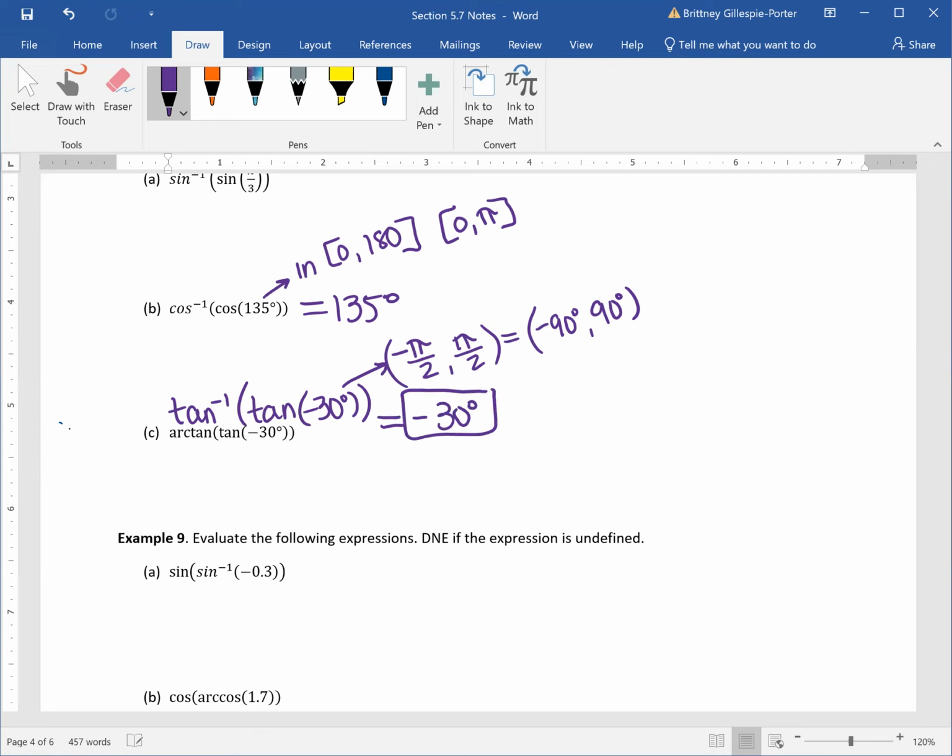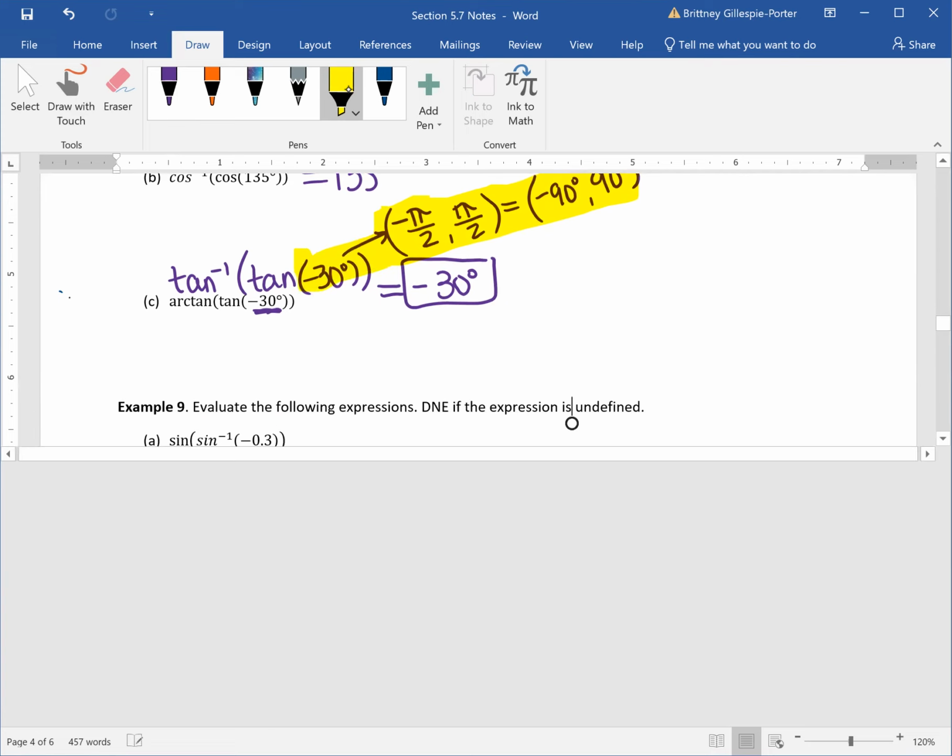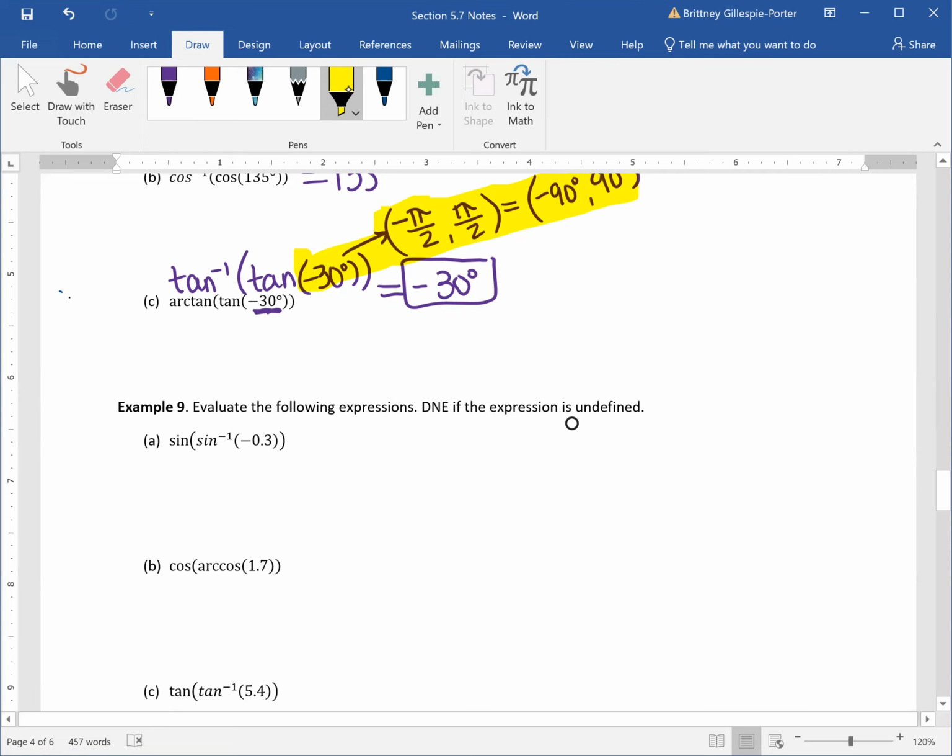Because remember at the top in the blue box, it says that if you're taking an inverse tangent of tangent, it will equal whatever's on the inside if this part holds true. Just like the inverse cosine of cosine will be x if x is in that interval.